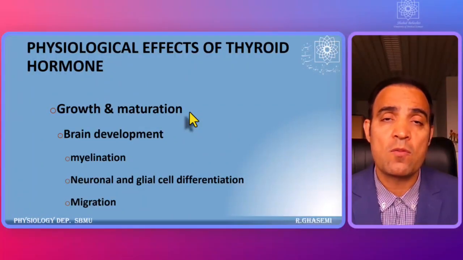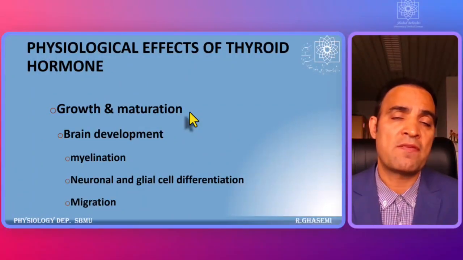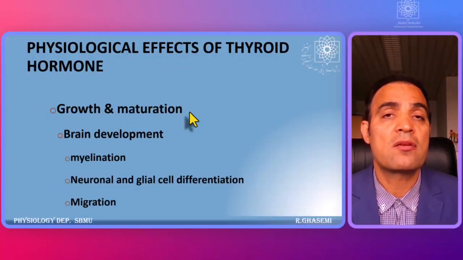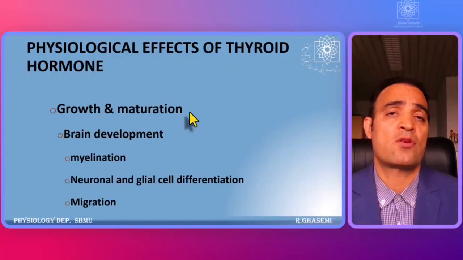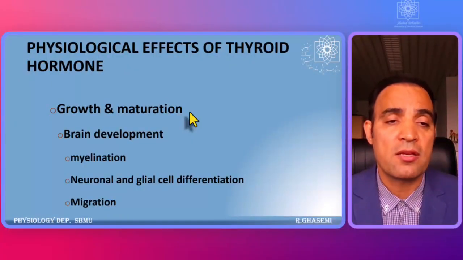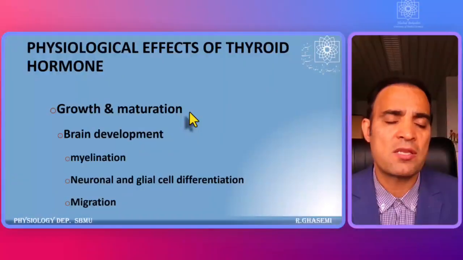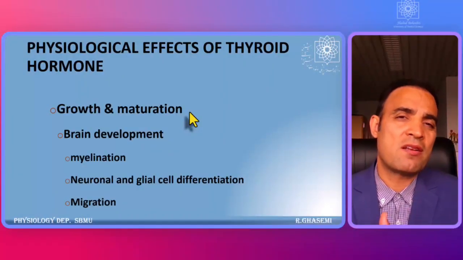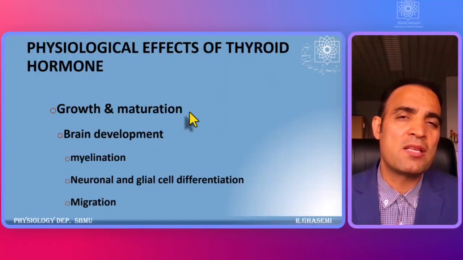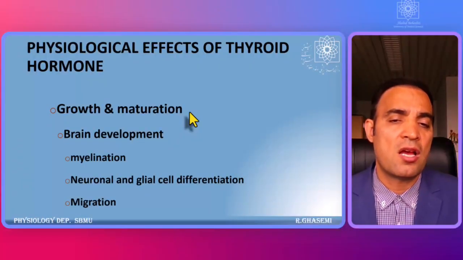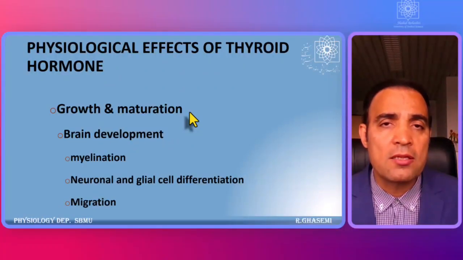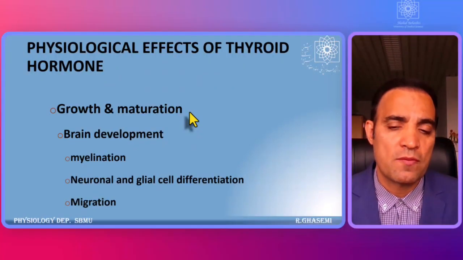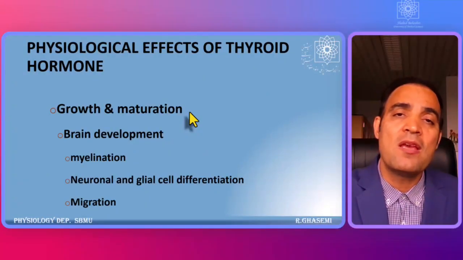And we know, particularly in embryonic life and after birth, normal thyroid hormone concentration is required not only for the body but also for the brain. We know that brain development has different levels, such as myelination, differentiation of neuronal and glial cells, and migration of these cells, which depend on a normal level of thyroid hormone.